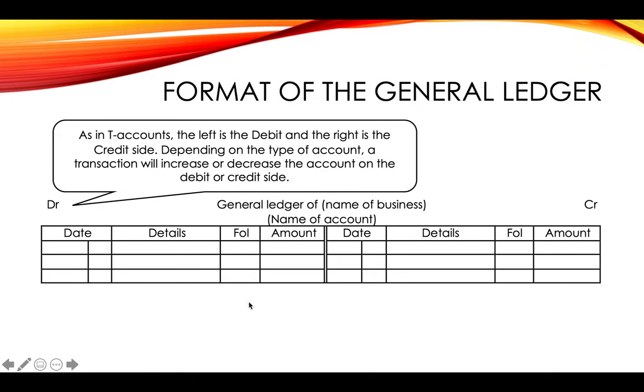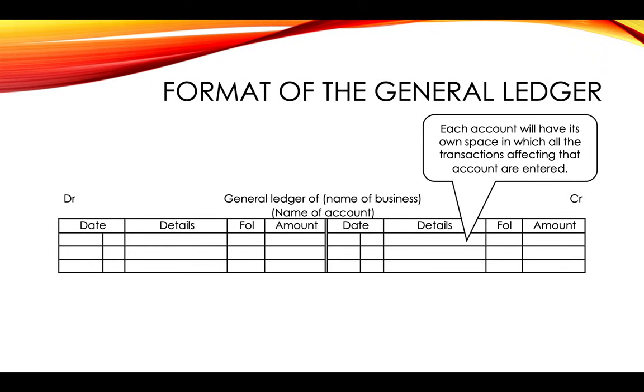Just like when you were doing your T accounts, the left-hand side is going to be for all your debit entries, and the right-hand side will be for all your credit entries. Depending on the type of account that you are dealing with, this might be to increase or decrease the account.